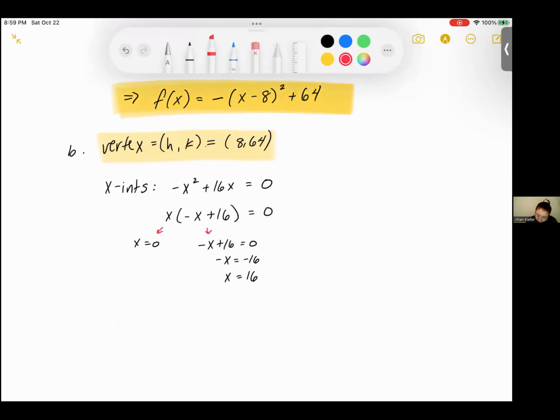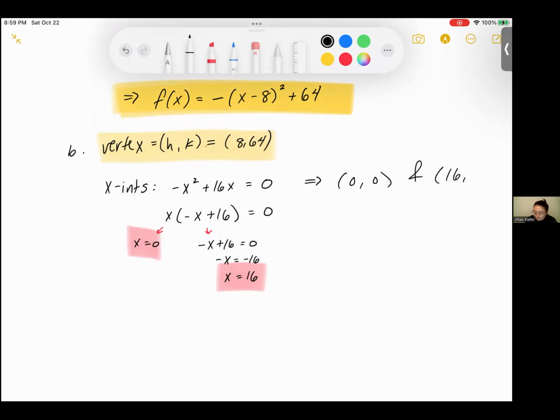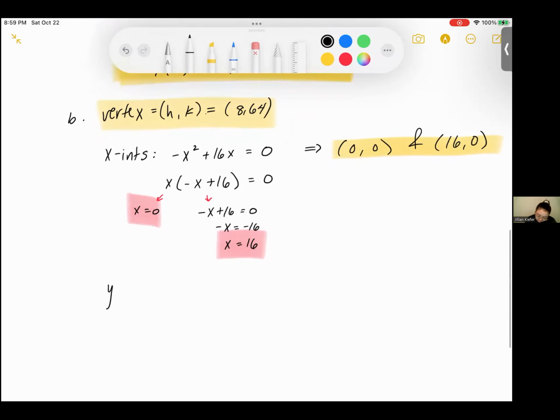We're going to go ahead and give those a little highlight. So for our x-intercepts, we have the values of x, which are 0 and 16. Our x-intercepts themselves are (0, 0) and (16, 0). So those are the x-intercepts. Now we can go ahead and find the y-intercept as well.